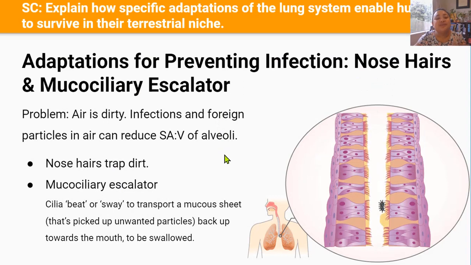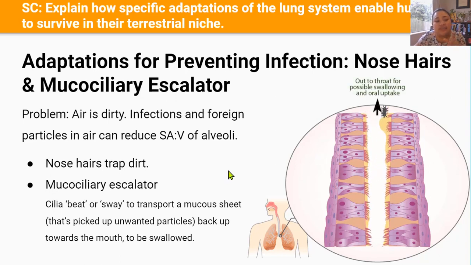Great, so those were the nose hairs that trap dirt. Another adaptation is called the mucociliary escalator. Muco refers to the mucus that the lady was talking about in that video that lines the nasal cavity, the trachea, and the bronchi.